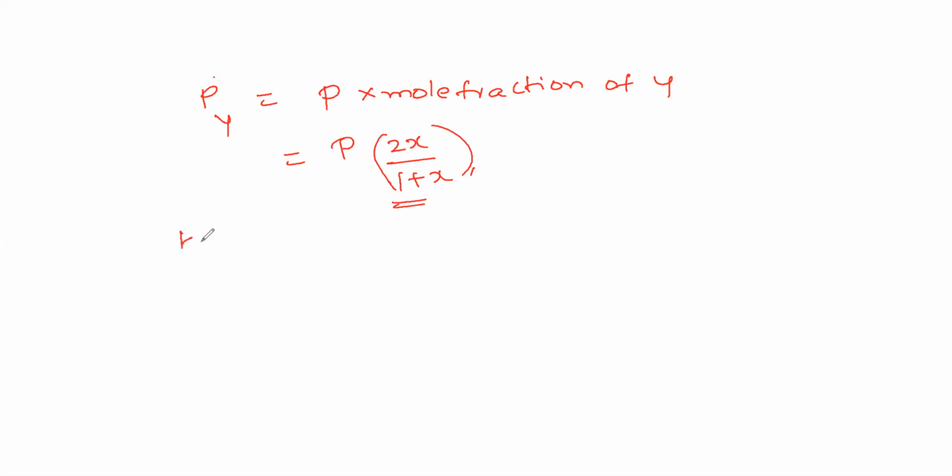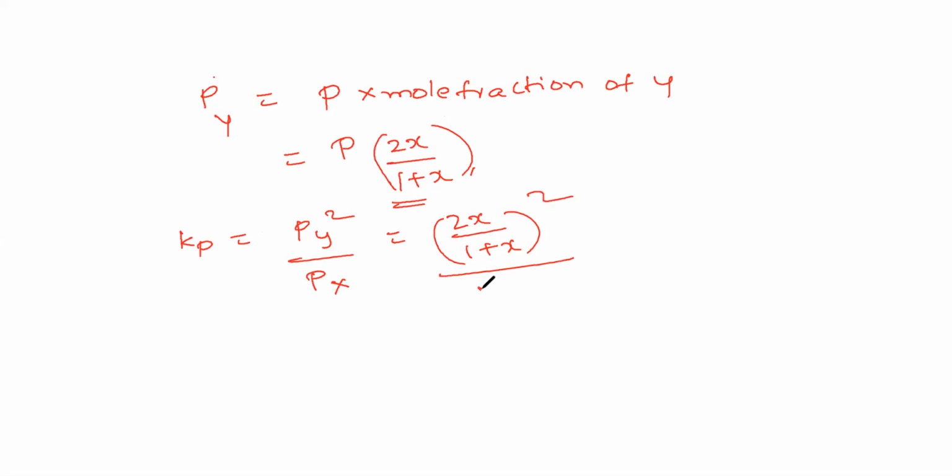So by this you can say Kp is equal to the partial pressure of Y squared by the partial pressure of X. That is equal to 2x by 1 plus x whole squared, divided by 1 minus x by 1 plus x. This is the Kp value for the first equation. Similarly, we can find the Kp value for the second equation. This is Kp1.